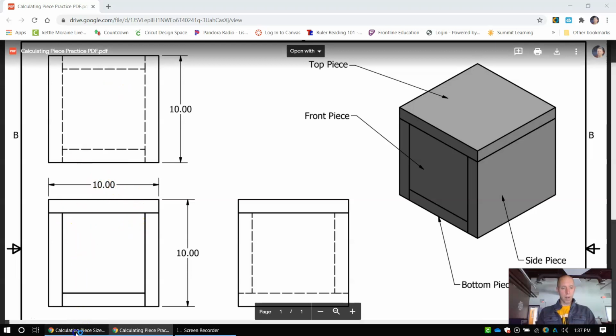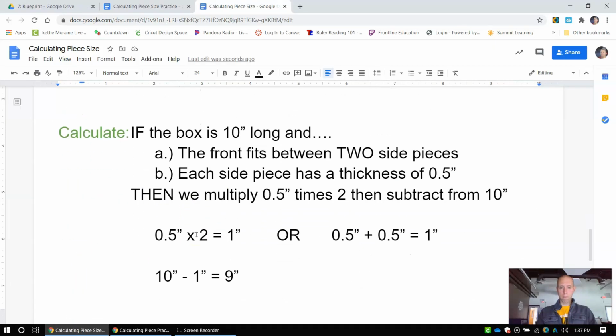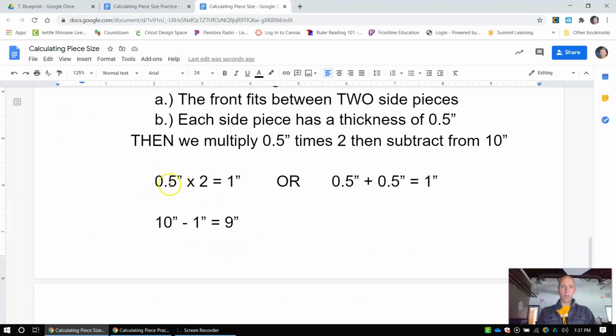So what that equation looks like is this. And like I said, you can either multiply it times 2, do whatever works for your brain. 0.5 times 2 equals 1, or add it up together, and remember, this 0.5 represents what?